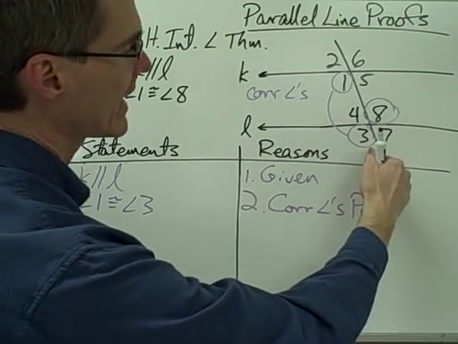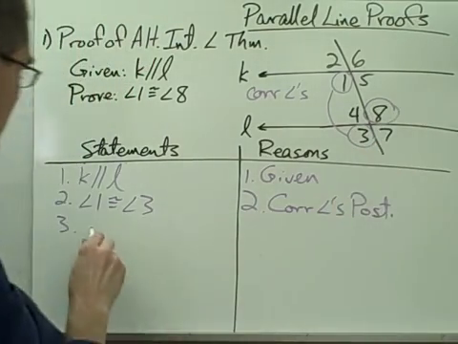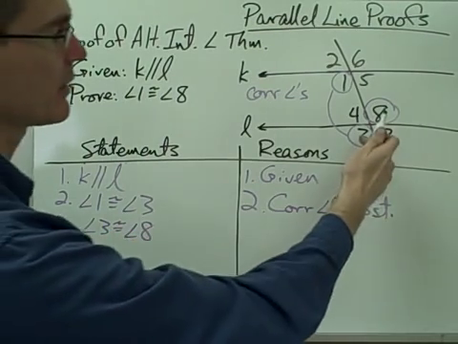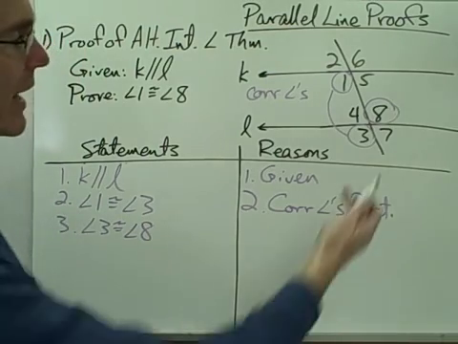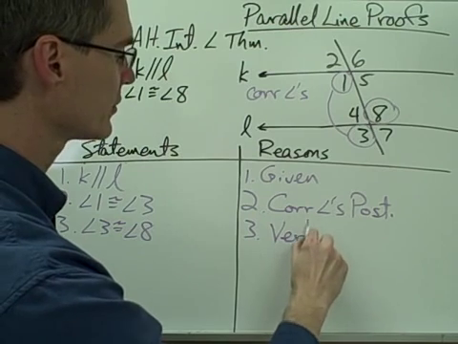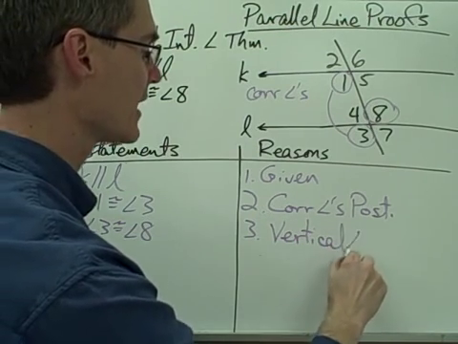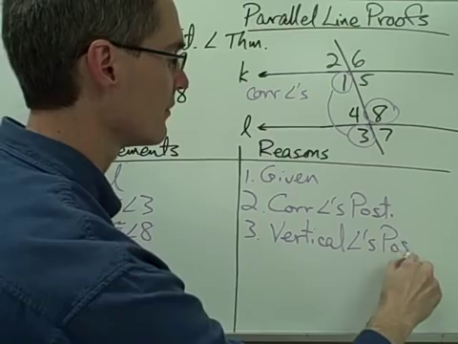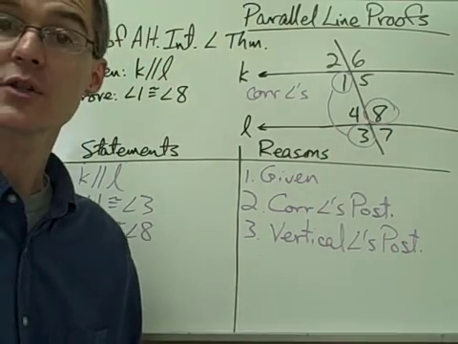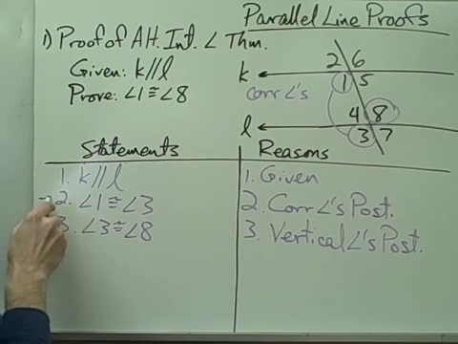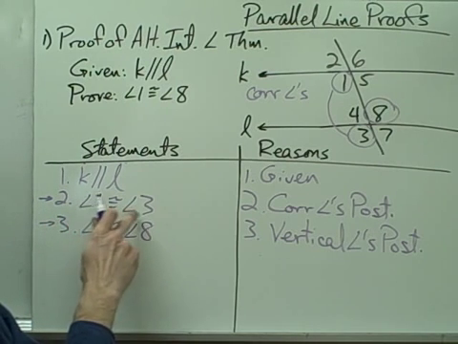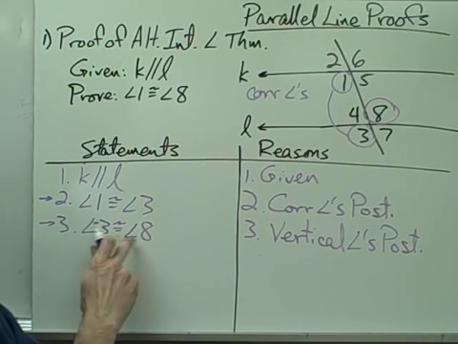Now I want to note that angle 3 and angle 8 are also congruent. Now how do I know that angle 3 is congruent to angle 8? Well, I know angle 3 is congruent to angle 8 because those two angles are vertical angles, and I have a postulate, the vertical angles postulate, that tells me vertical angles are always congruent. So now I have these two statements, statement number 2, statement number 3. I've got angle 1 is congruent to angle 3, angle 3 is congruent to angle 8.